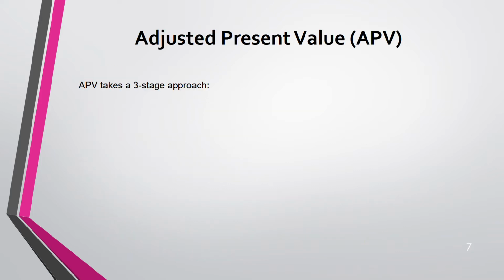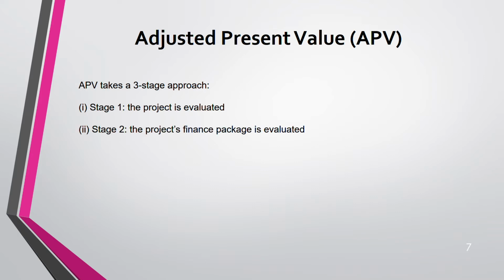Now we are coming to the most important thing, that is adjusted present value. This takes a three-stage approach. Number one, the project is evaluated, that means you are finding net present value. Stage two, your finance package is evaluated. This is the tough stage. And stage three, add stage one and two and get your APV. If APV is positive, accept the project, otherwise don't.